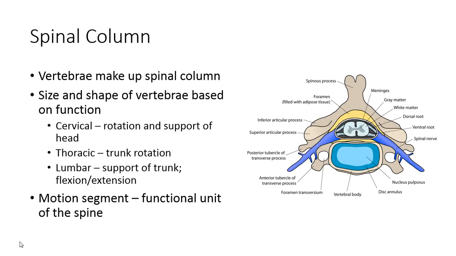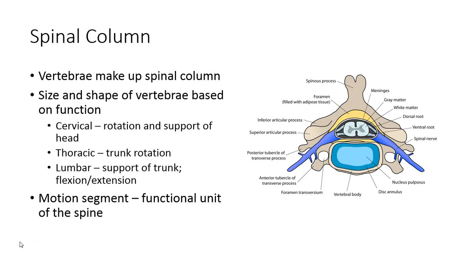Little animation there. So your spinal column has 7 cervical vertebrae that make up your vertebral column, and the size and shape are based on function, which I already stated. So the motion segment is the functional unit of the spine.